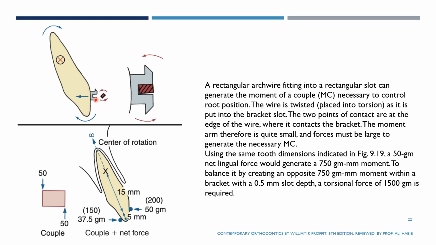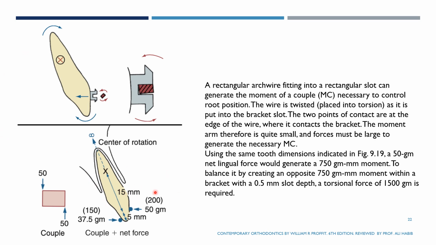And by doing so, we can control our movement. If we want to do just by round wire, we can do tipping. By rectangular wire, we can do bodily movement. If we want to do more like root movement, then we have to create additional torque or twisting of the wire inside the bracket to generate a larger counteracting moment, and by doing so we expect the root to tip lingually. So we have to try to balance between the moment of the force and the counteracting moment in order to reach the objective that we want to achieve.